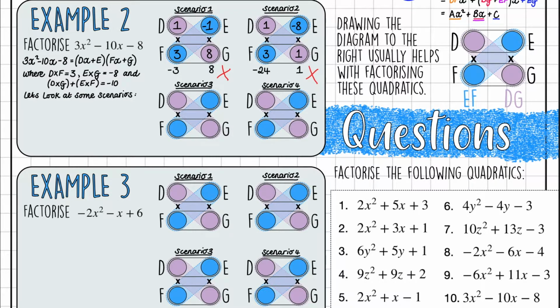Third scenario, again, we'll keep d and f the same. So we have 1 and 3. Now for e and g, let's try minus 2 and 4. Minus 2 times by 4 still gives minus 8. So we've satisfied the first two rules still.